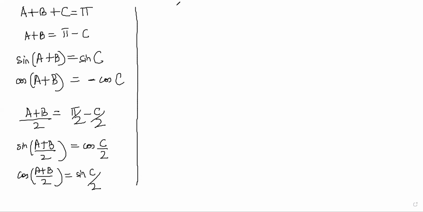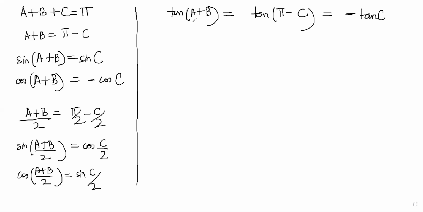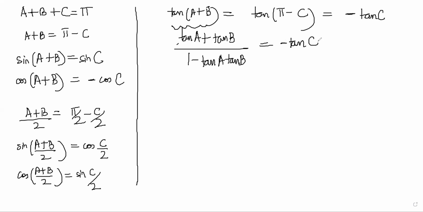Now, for example, I'll show you one more. So if you take tan(A + B), it will become tan(π − C), right? And tan of 180 minus C is equal to −tan C, correct? Yes, sir. And the tan(A + B) formula is (tan A + tan B)/(1 − tan A tan B), right? Yes, sir. So that should be equal to −tan C, right? Correct? Yes, sir. If it is a triangle, all of it is only valid if this is true, right?